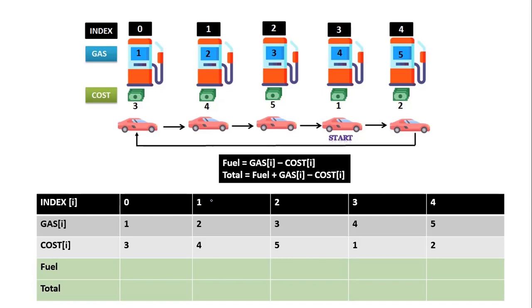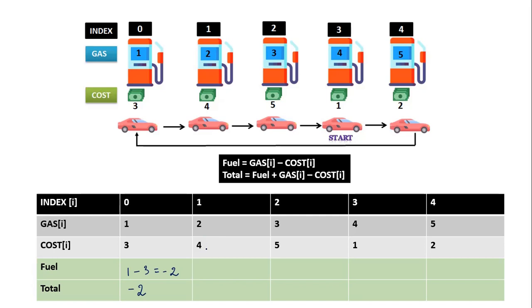So let's say in our first iteration, when we are at index 0, we go ahead and compute the value of fuel. And in this case, the value of fuel is 1 minus 3, which is equal to minus 2. So what will be the value stored within the variable total? At this point of time, total will be equal to fuel. So total now stores minus 2.